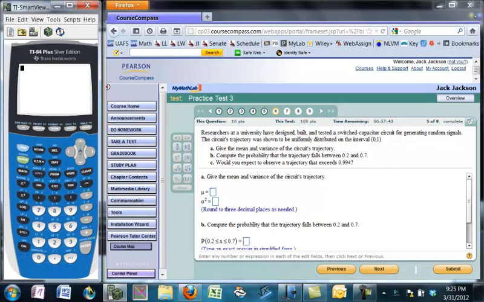Researchers at a university have designed, built, and tested a switched capacitor circuit for generating random signals. The circuit's trajectory was shown to be uniformly distributed on the interval from 0 to 1. Well, notice 0 to 1 is a length of 1, so that means it must have a height of 1, too, to have an area of 1. So it's basically a little square we're looking at.